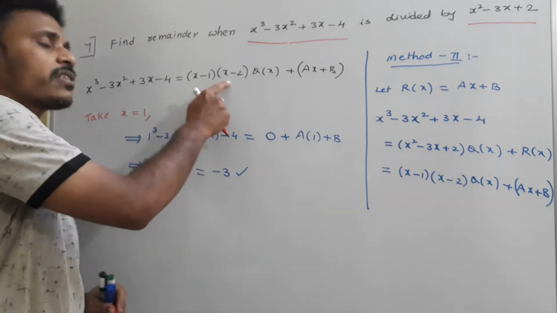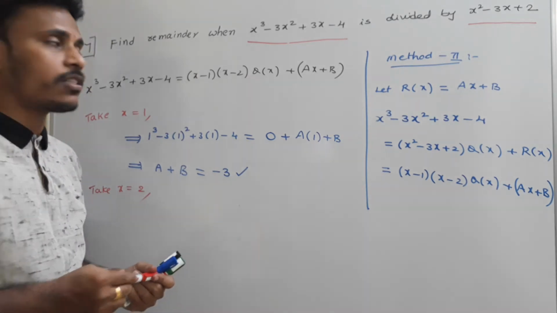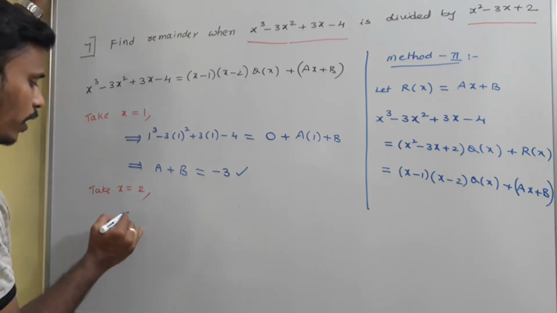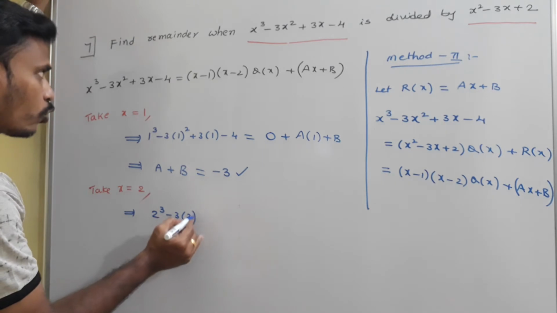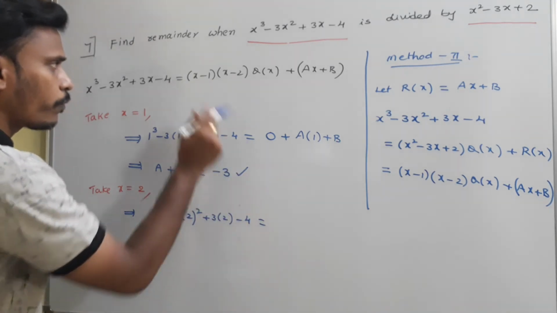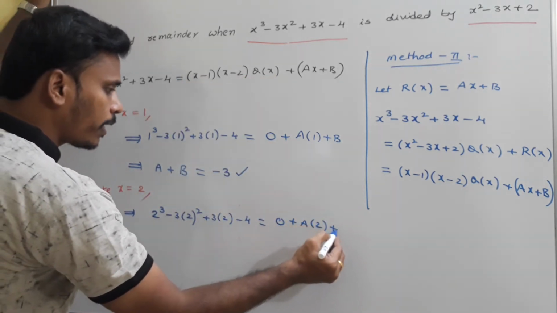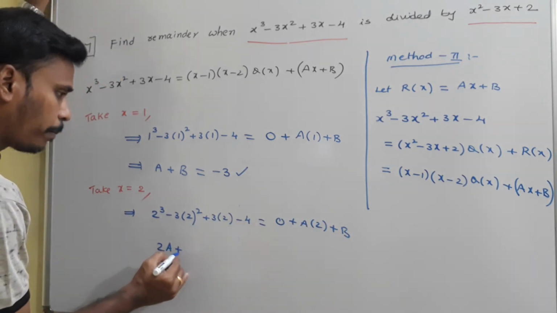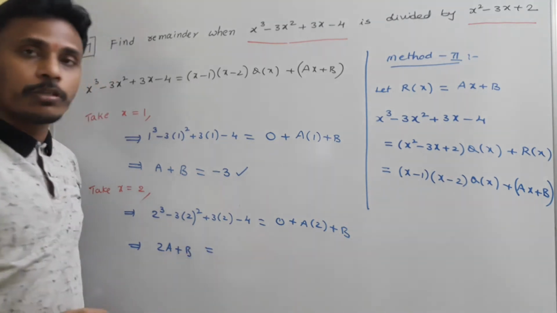Why? Because if you take x is equal to 2, again this is 0, and when you multiply it with q of x, this total term will become 0. So take x is equal to 2. If you take x is equal to 2, what will happen? 2 cube minus 3 into 2 square plus 3 into 2 minus 4 is equal to, so this part will become 0, plus a into 2 plus b. So a into 2 plus b is what? 2a plus b. So 2a plus b is equal to, we need to simplify this.